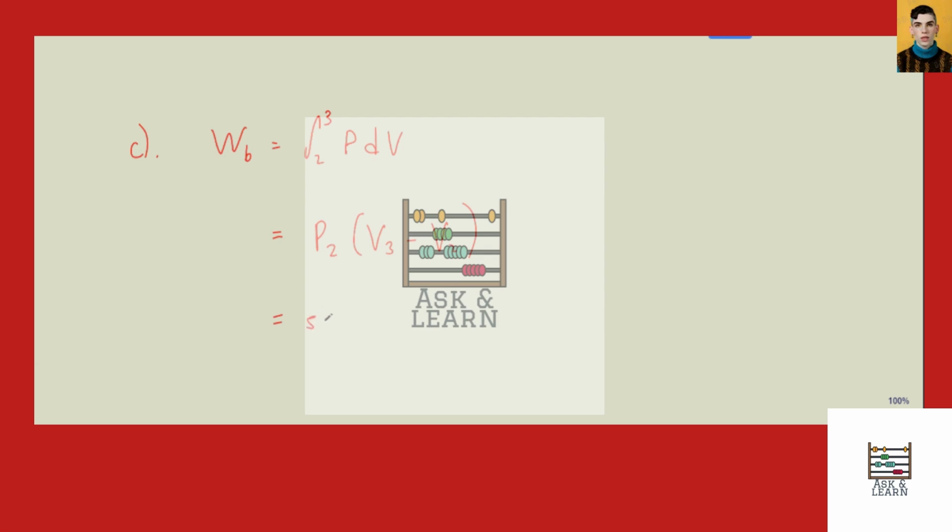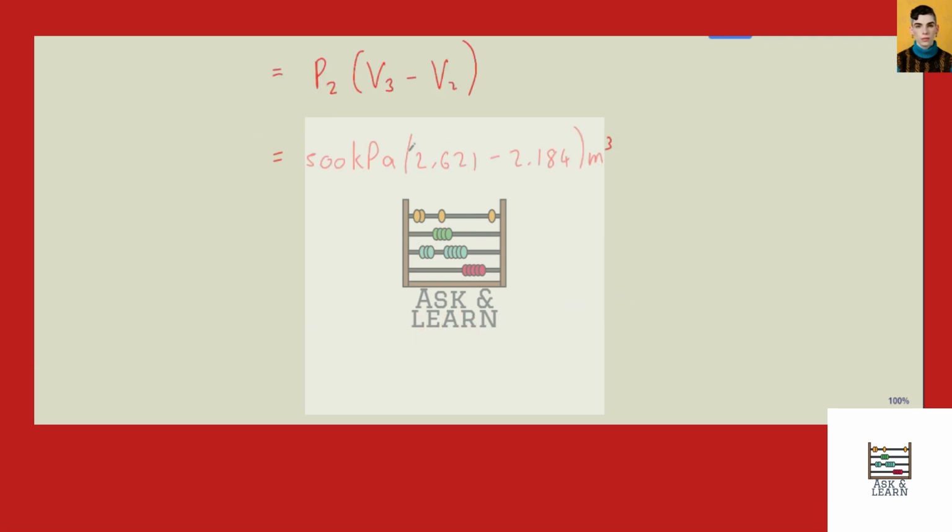So this is 500 kilopascals times 2.621, which is V3, minus 2.184 cubic meters, that's V2. And hence we get the boundary work done for this process to be 218 kilojoules.